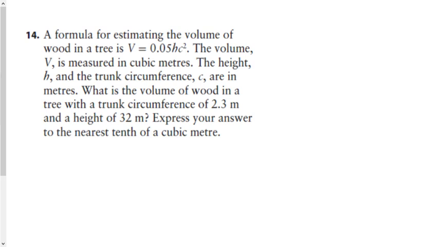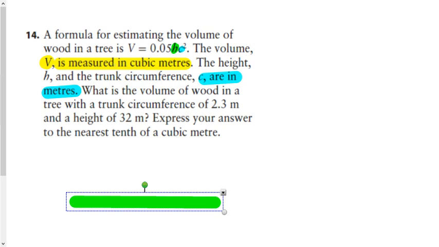Question 14, the formula estimating the volume of wood in a tree is volume equals 0.05 h c squared. The volume V is measured in cubic meters. The height, H, is the trunk circumference, and C is, I got that backwards, the height. I did do that wrong. Right here, h. The height is h, and the circumference is c.